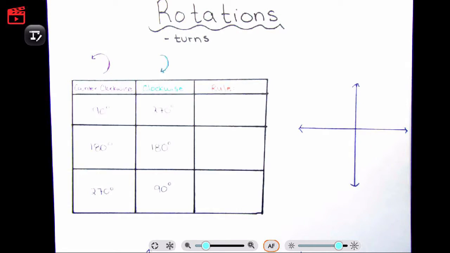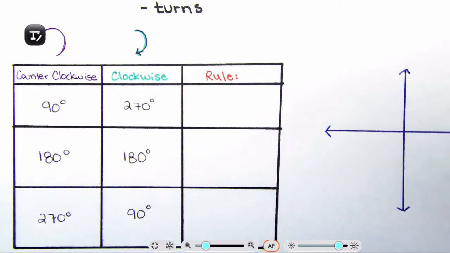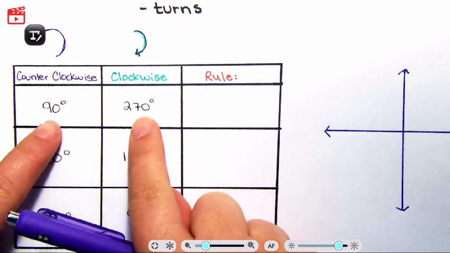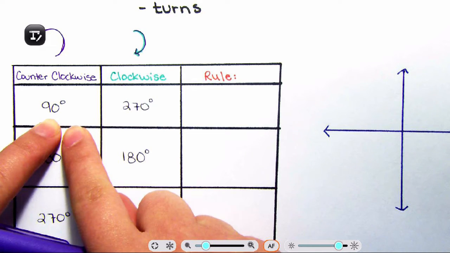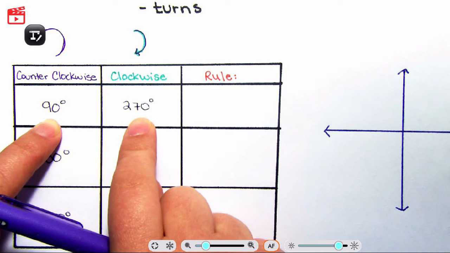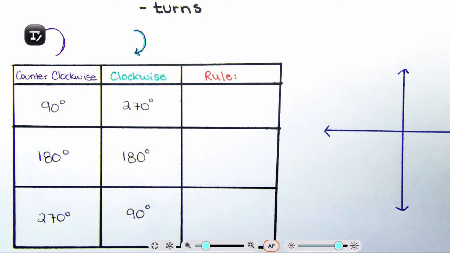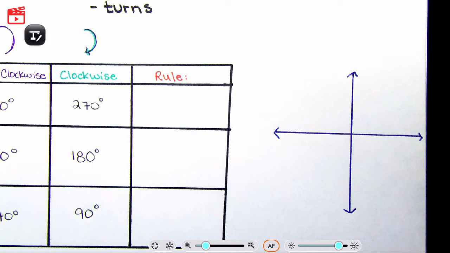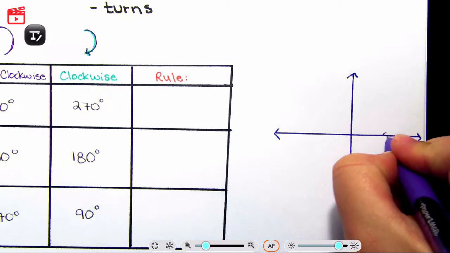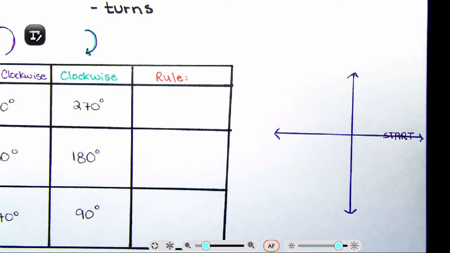But if you notice, let me zoom in here. Counterclockwise and clockwise have the same rule, but the measurement is different. So if we go 90 degrees counterclockwise, that's the same thing as saying I go 270 degrees clockwise. Now let's go ahead and just talk about the degrees that we're going. You're going to start wherever your pre-image is.